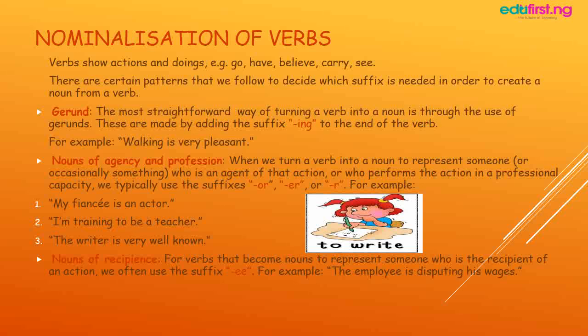The third way is nouns of recipients. For verbs that become nouns to represent someone who is the recipient of an action, we often use the suffix -ee. For example, the employee is disputing his wages. An employee is someone whom others employ.